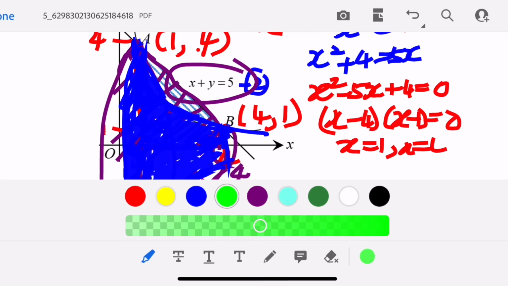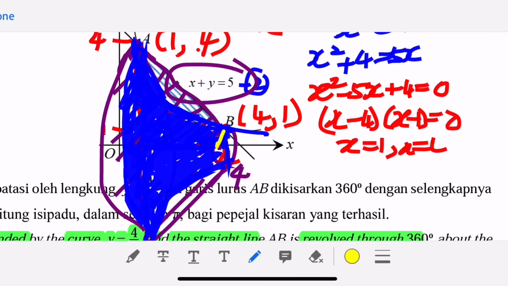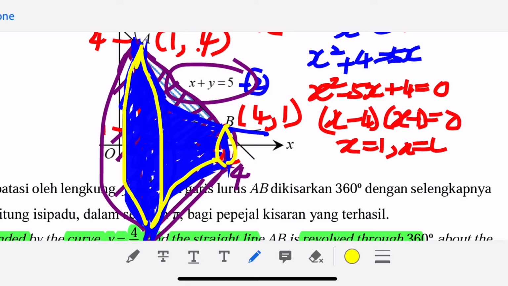Let me use yellow color to show you the shape. I should draw an oval shape like this, and here will be something like this. Alright, so we are going to find this volume. It's a 3-dimensional volume.